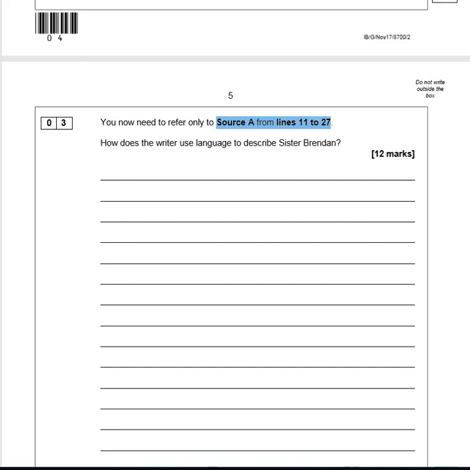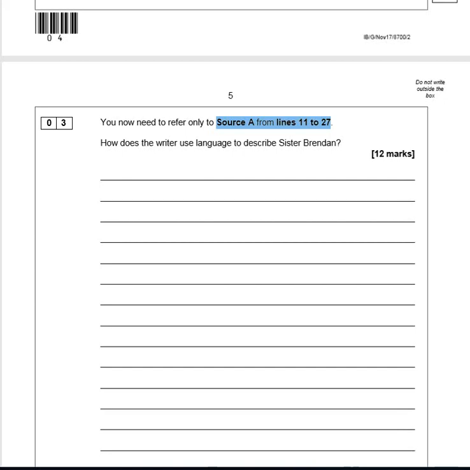It is almost the same as question 2 in paper 1. The writer uses language to describe Sister Brendan as, let's say, a fantastic, caring human being, when he says, quote, this simile suggests she is. So we're looking at the language. If it's language, we want to use our specific technical vocabulary: adjectives, adverbs, similes, metaphors, alliteration, personification, the list just goes on and on. The use of words and phrases.